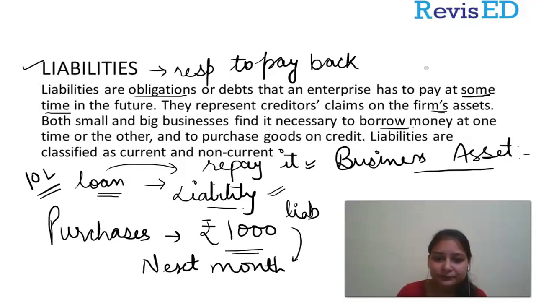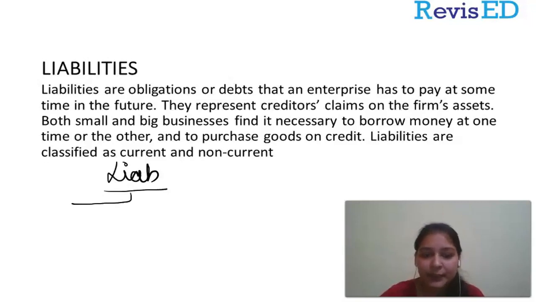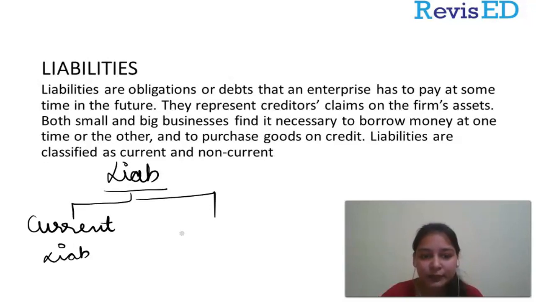Okay. So now in the same way, we have read that assets are of 3 types. In the same way, liabilities are of 2 types. There is current liability and the second is non-current liability. The meaning remains the same. Current liabilities are those liabilities which are to be paid within a year.